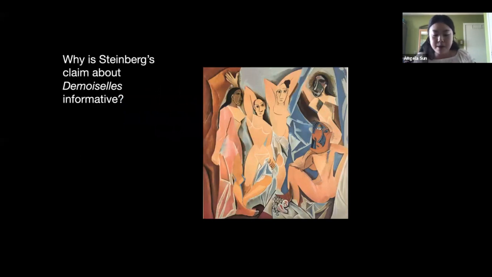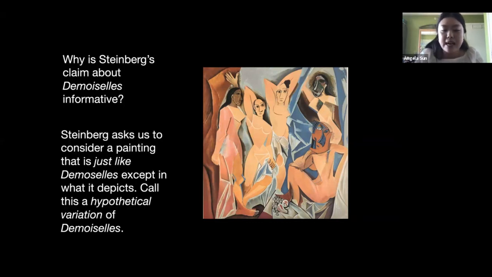So recall Steinberg's counterfactual claim about Demoiselle. Steinberg asks us to consider what the painting would have been like if Picasso had depicted card players rather than prostitutes. And Steinberg concludes that the actual painting depicting prostitutes better achieves the intended aesthetic effect. The counterfactual reasoning he offers here, I think, is really informative. It helps us understand why Demoiselle has the aesthetic effect that it does and helps us gain a deeper understanding of the painting. But when we stop to think about it, it's quite puzzling why this is the case. How can some made-up artwork help us gain an understanding of an actual one?